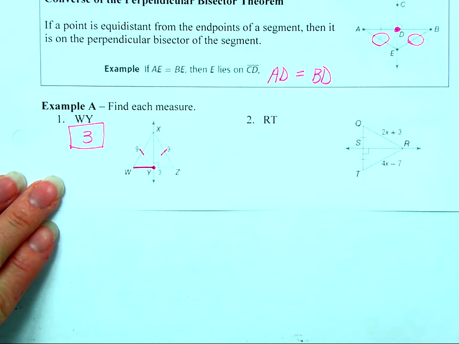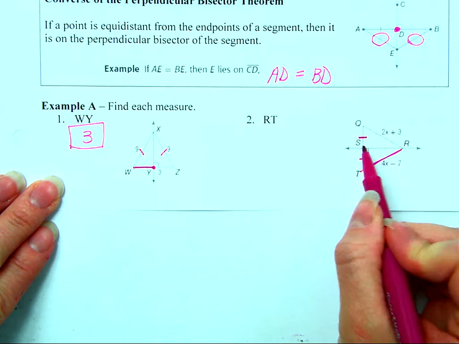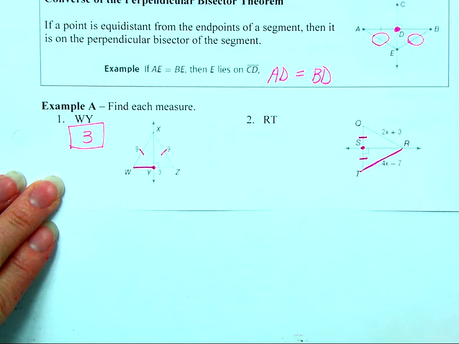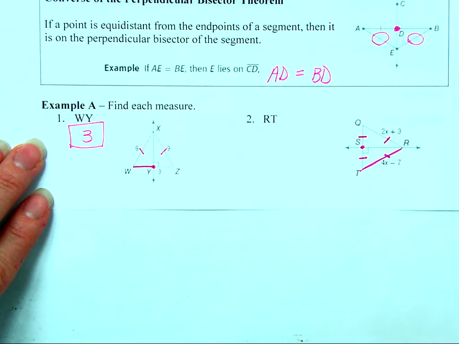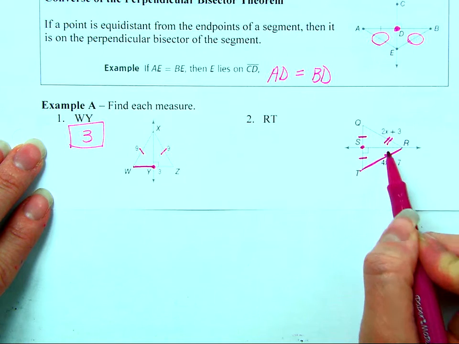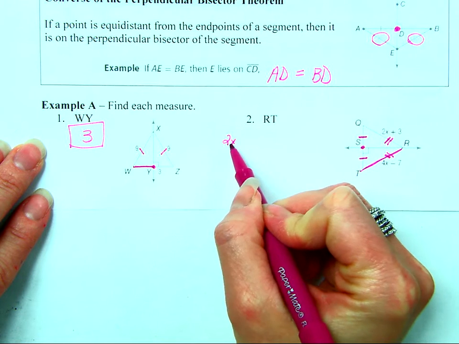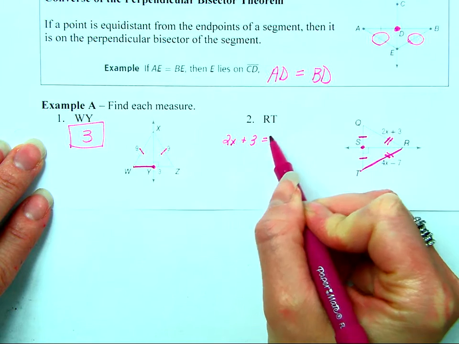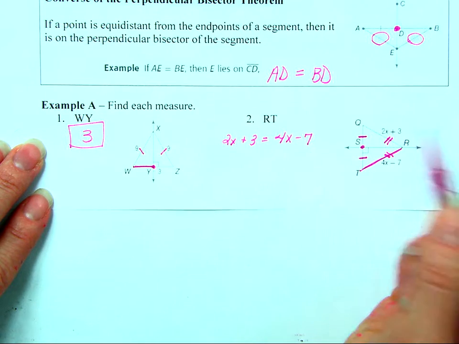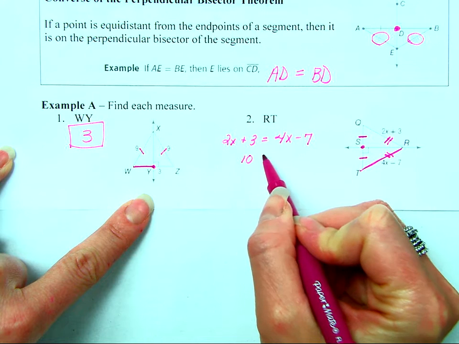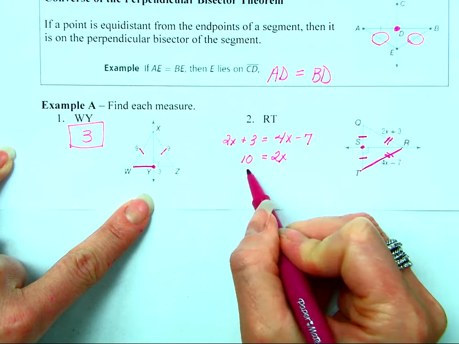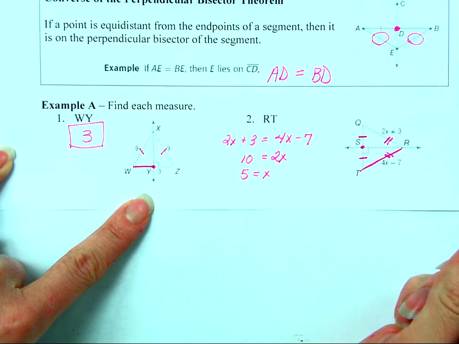Looking at number 2, finding RT here, well, I can see that S is a midpoint and it's perpendicular. So my segment for RS must be a perpendicular bisector. Therefore, 2x plus 3 and 4x minus 7 must be equal. So I'm going to take 2x plus 3 and set it equal to 4x minus 7 and solve. I'll bring my x's to one side, my numbers to the other. And it looks like x is going to come out as 5.